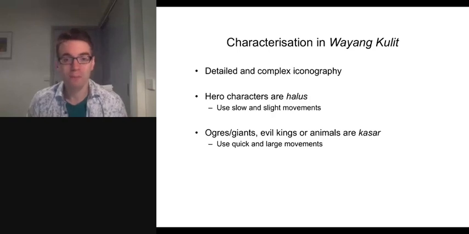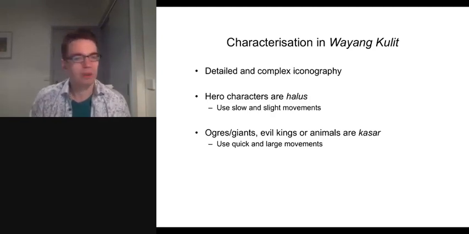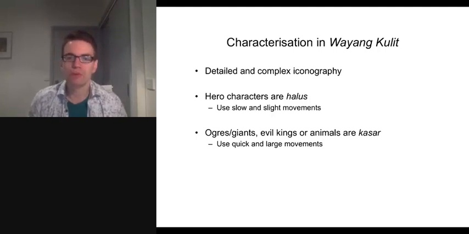In contrast to this, at the other end of the halus kasar spectrum, ogres or giants or evil kings or animals, even some clowns, for example, adopt kasar characteristics. These characters move with quick and large movements, and they would use common forms of Javanese in performance.